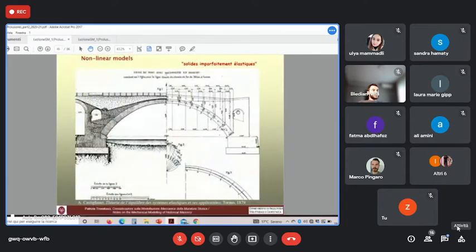And to demonstrate this, I want to show you a solution that was proposed by Alberto Castigliano. So Alberto Castigliano, maybe some of you know, I don't know if you also at home.